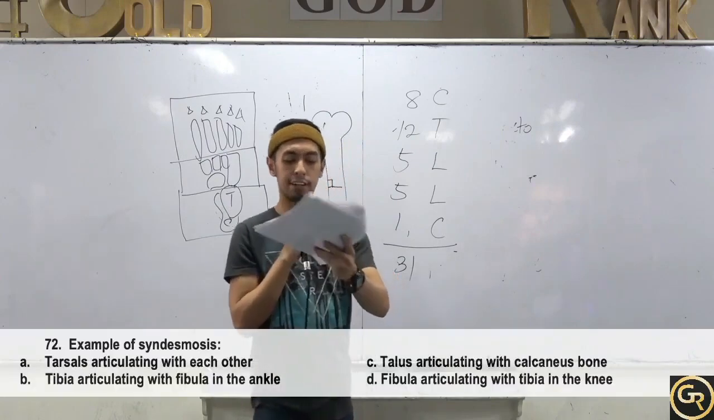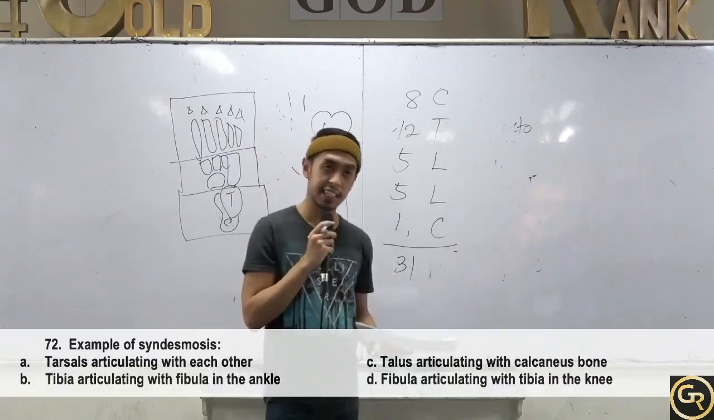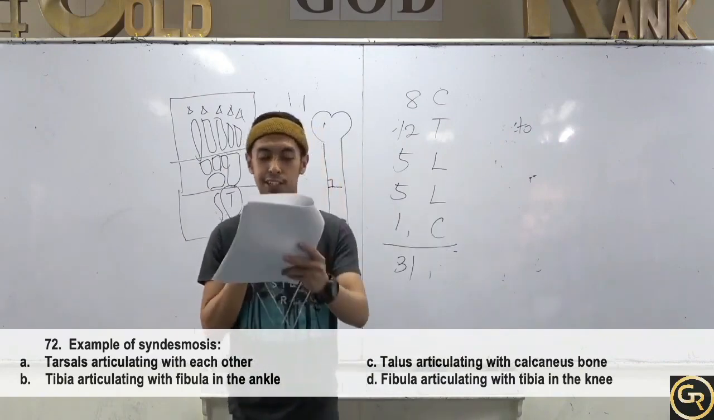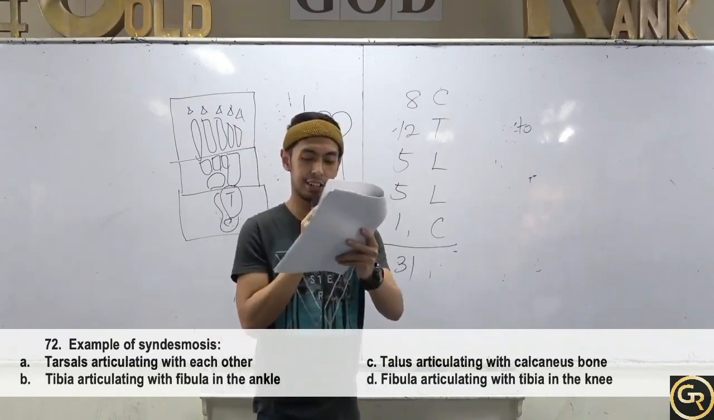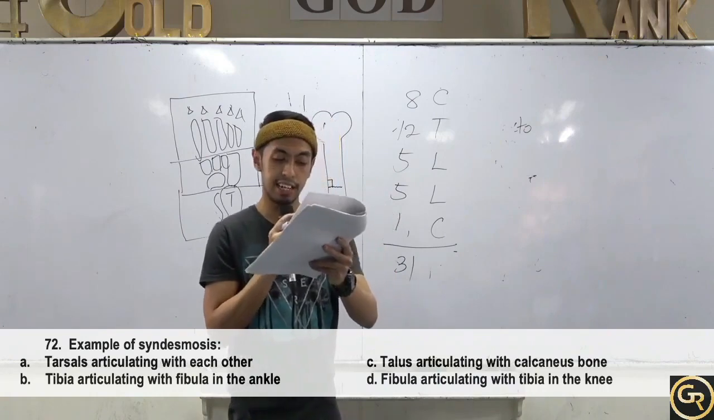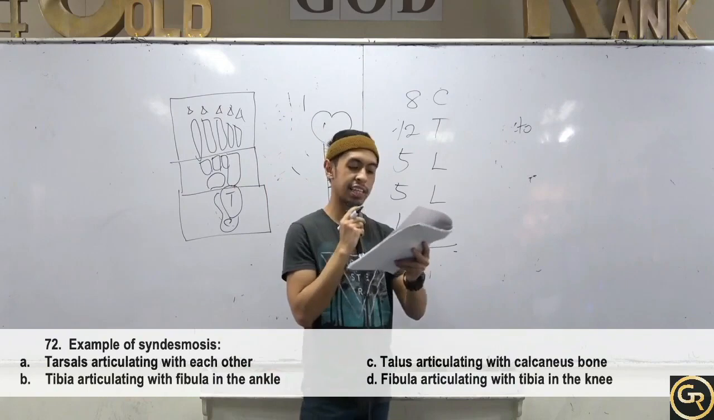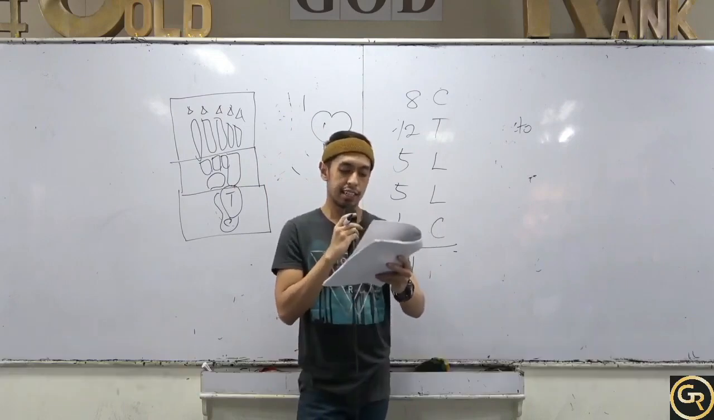72. Example of syndesmosis. Nasabi na natin kanina sino yung example natin ng syndesmosis. It's your inferior tibiofibular joint. Therefore, it should be letter boy. Tibia articulating with the fibula in the ankle. Okay? With the ankle. Letter boy.